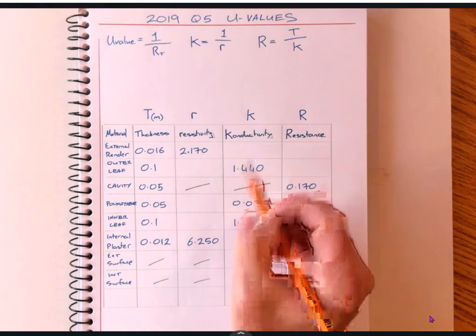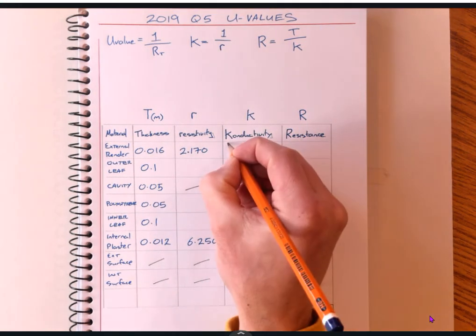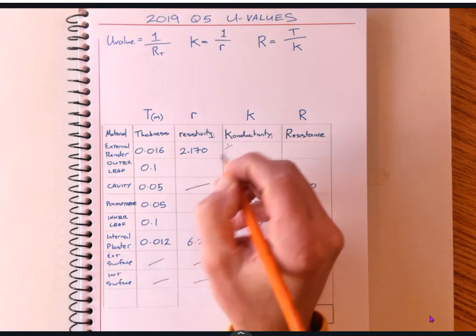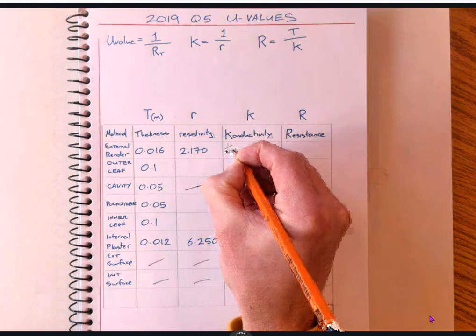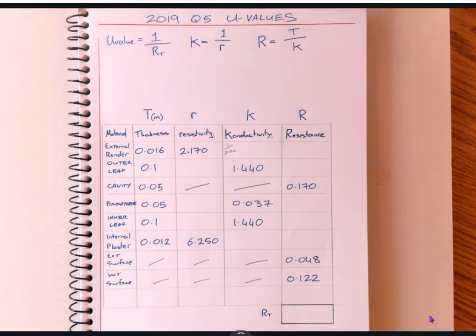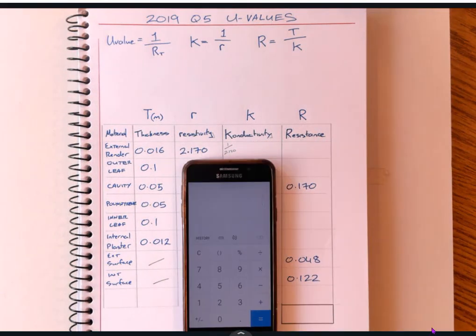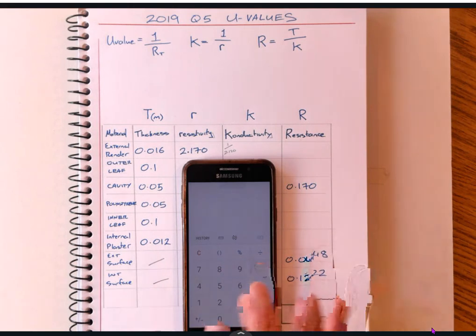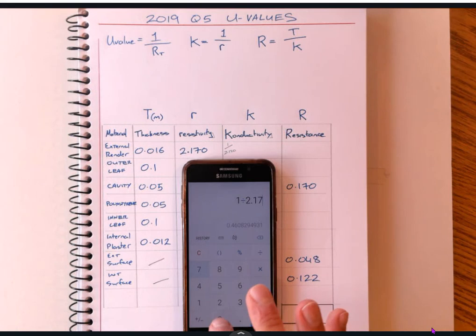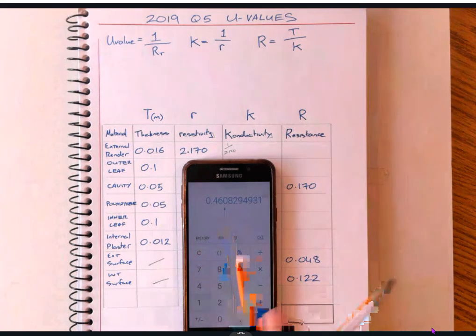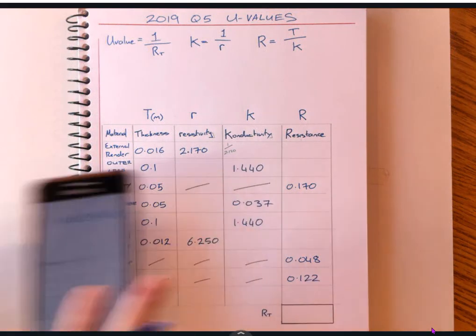So to work out conductivity, it means 1 divided by resistivity, 2.170, and we work that out on the calculator. 1 divided by 2.170 equals 0.460. That is my conductivity measurement. So 0.460.